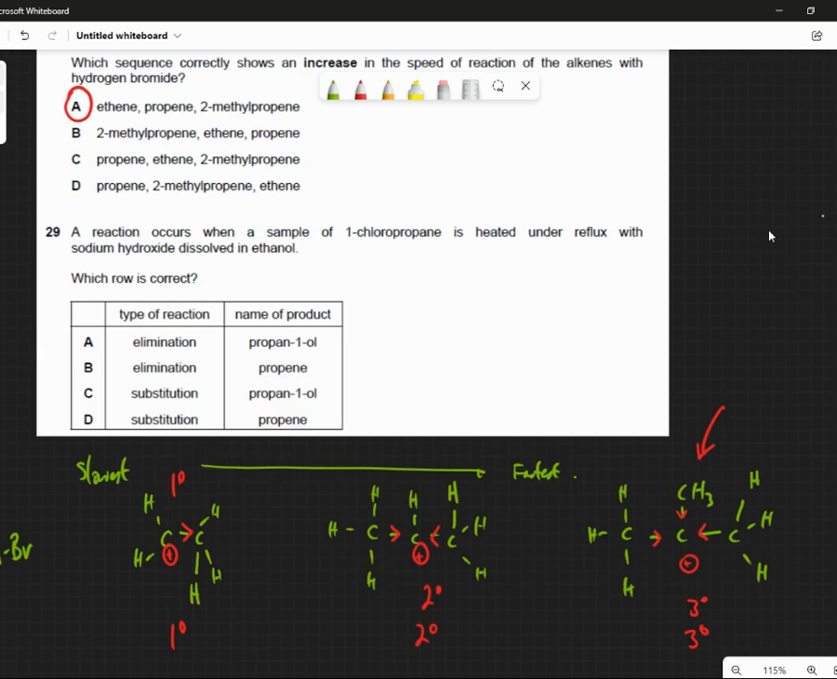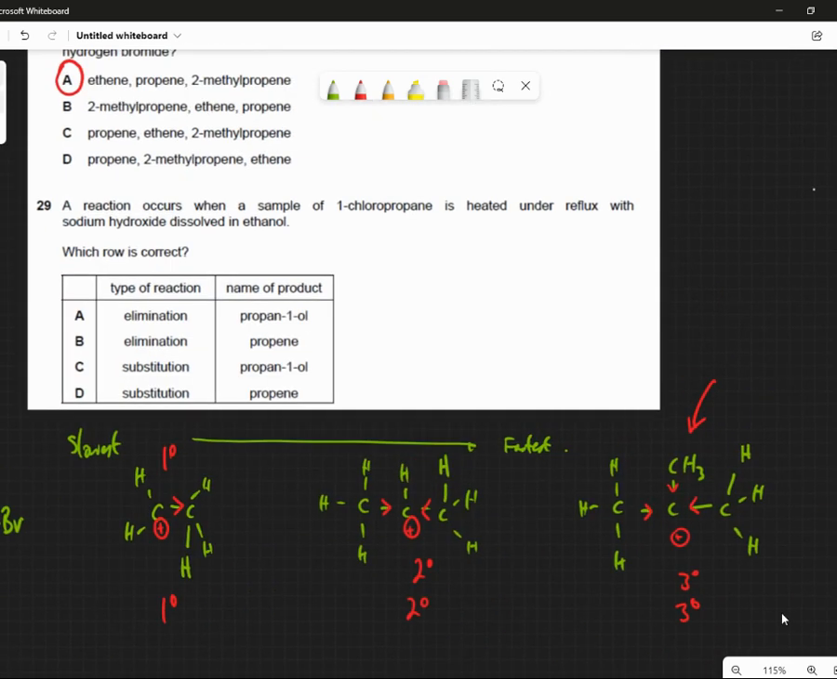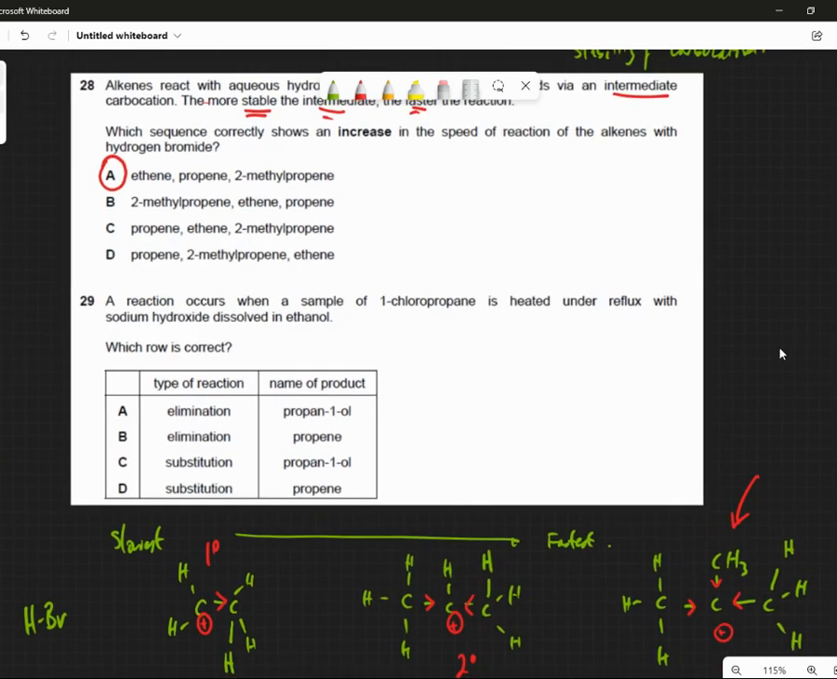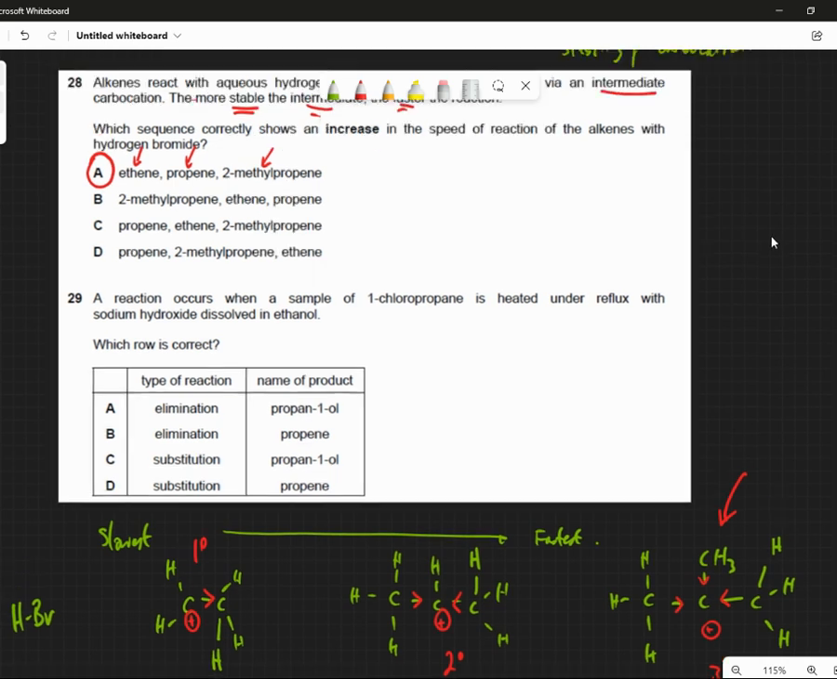Now, according to the question, via an intermediate, the more stable the intermediate, the faster the reaction. So which one's the more stable here? The more stable one is 2-methylpropane, and the least stable is ethene. So the order is this. Ethene is the slowest, then propene, then 2-methylpropane. Are we all good with that?